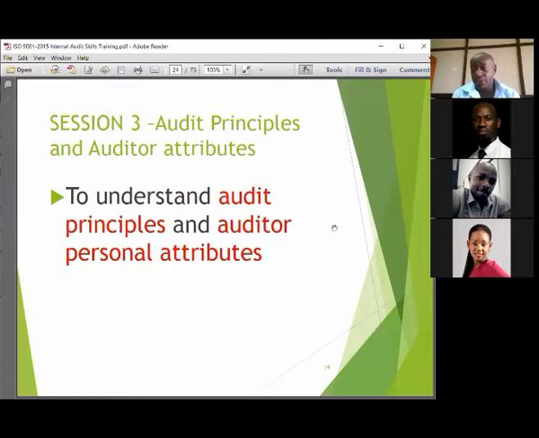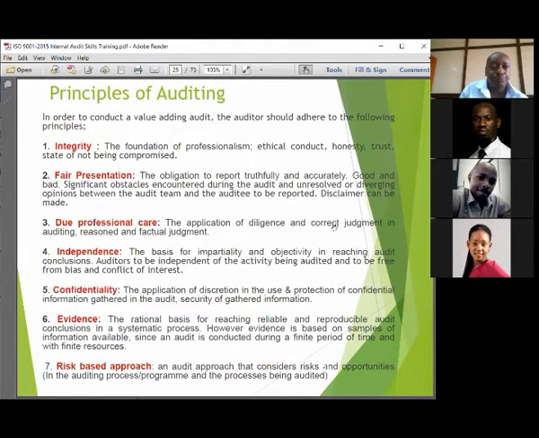I told you it's a short one. It talks about audit principles and auditor attributes. For you to conduct value-adding audits, you need to adhere to the laid down principles, which we'll go through, and some attributes that an auditor should have. So that is the main purpose. The principles of auditing are listed there. There are 7.